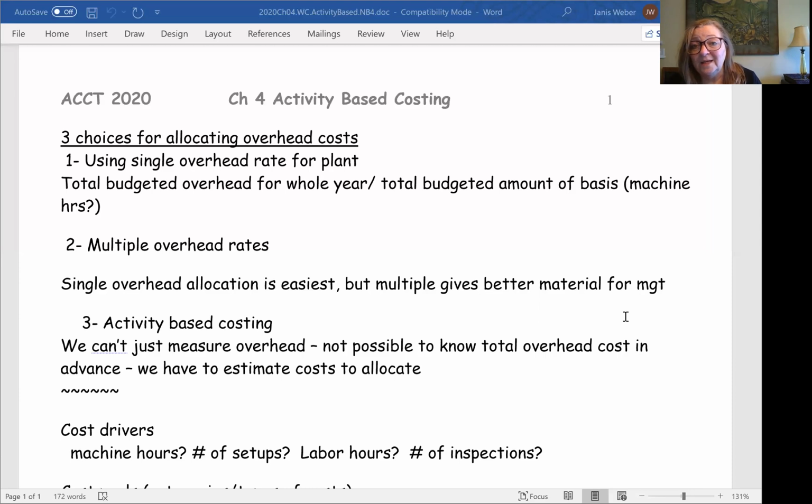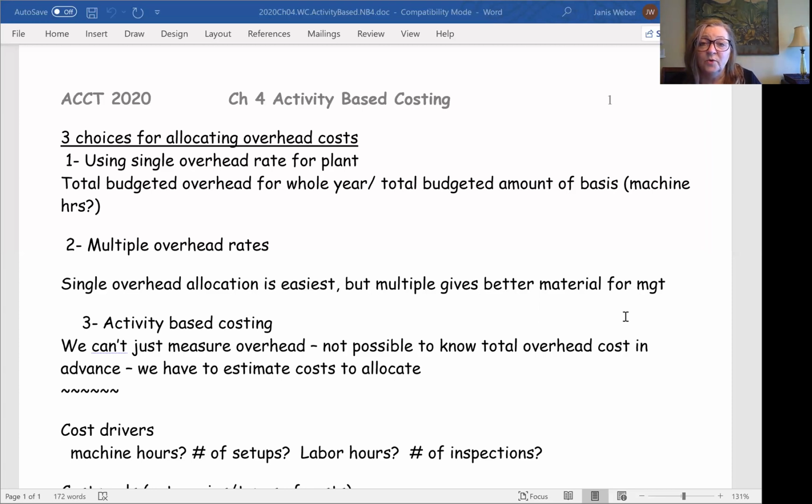So whatever your rate is, that's the amount you'll apply to the job times however many driver hours there are, which in this case would be the labor hours. Okay, so that's the single plant-wide rate, and that's what we're already doing, also known as the single overhead rate.